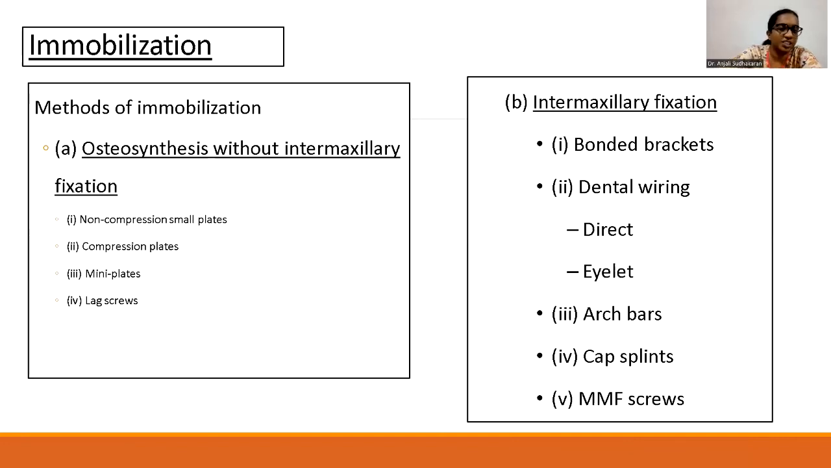Now, after reduction, the patient needs immobilization. That means during the first step, what we are doing is we are bringing the two bone fragments into their original position. Then immobilization, so that without moving, the bone can heal.